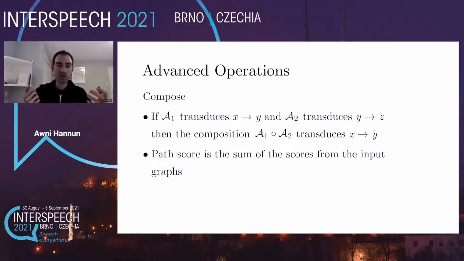And the path score in the composed graph is the sum of the scores from the 2 input graphs. So you'd score X arrow Y in the first input graph, you'd score Y arrow Z in the second input graph, and you'd add them up, and that would be the score in the composed graph.